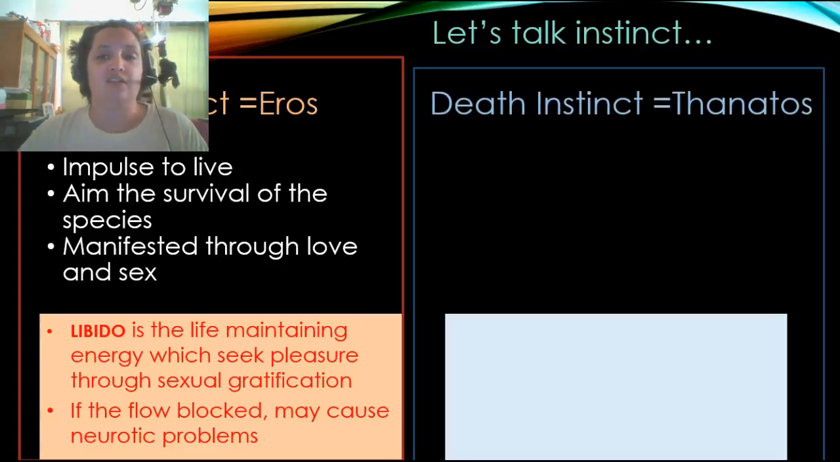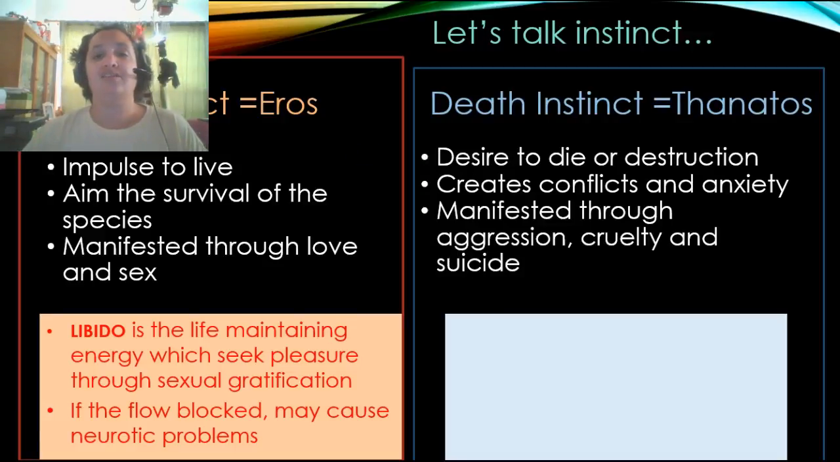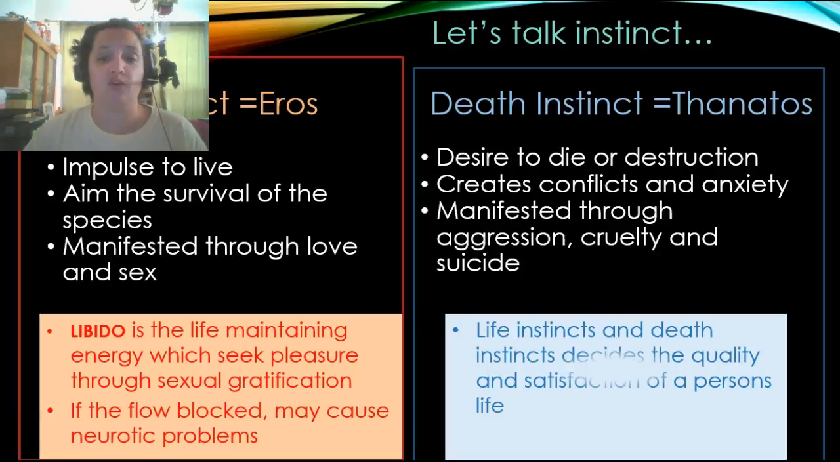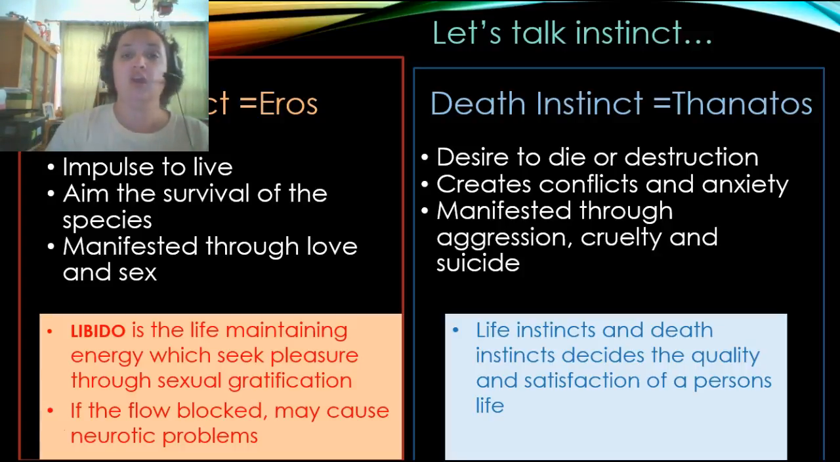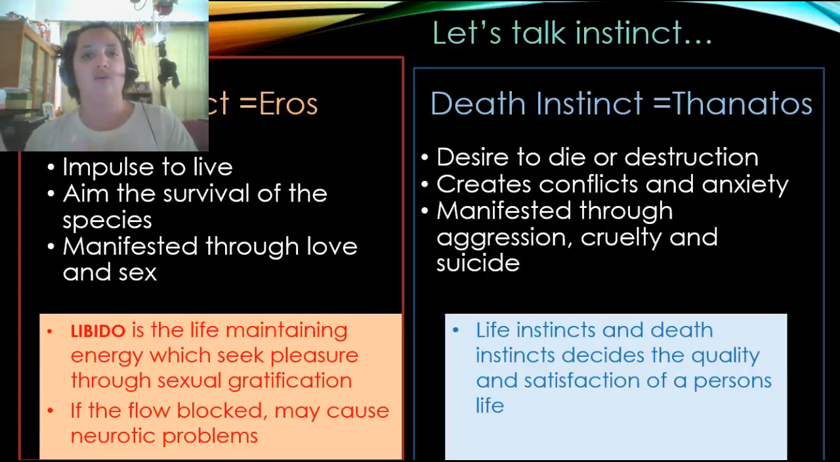The death instinct, on the other hand, is known as thanatos. And thanatos is the desire to destroy, or the desire to die. And it creates a lot of conflict and anxiety within people. And it can be manifested through cruelty, aggression, even suicide, unfortunately. And he said that the life instincts and death instincts decide the quality and satisfaction of a person's life. If you tend more towards eros, you have a more satisfying life. If you tend more towards thanatos, you're more of a destroyer. Your life will generally be less satisfying.